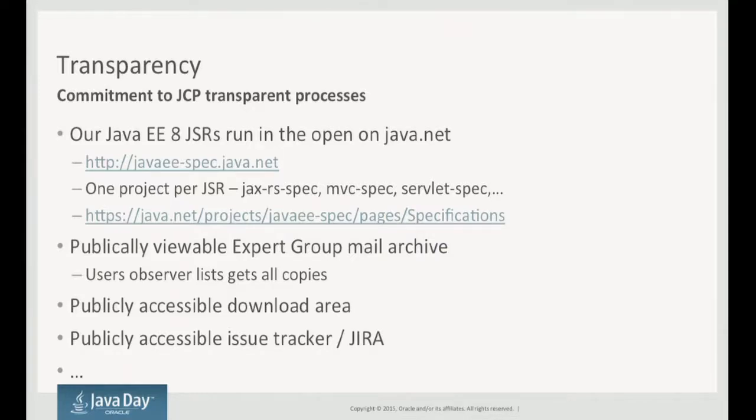You can also provide feedback, and we've gotten many interesting suggestions through the issue trackers that are linked from these projects. We use Jira issue trackers, so you can submit bug reports, or you can submit feature requests through these issue trackers. And each project also has a download area that's publicly accessible, where you can download documents that are produced by the expert group, such as specification documents that are work in progress.